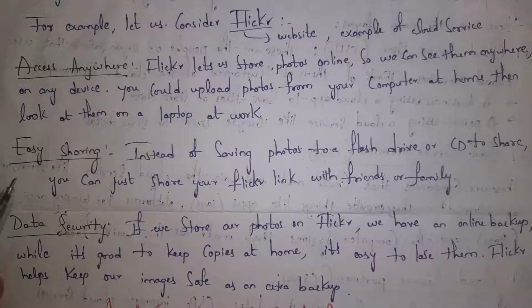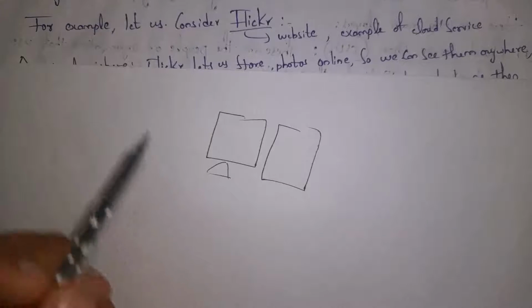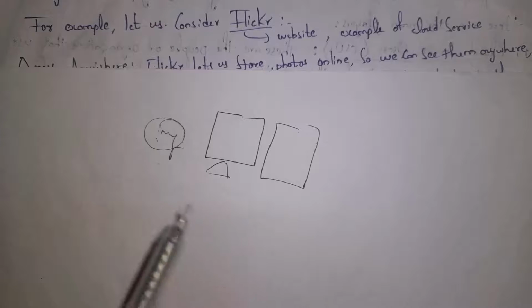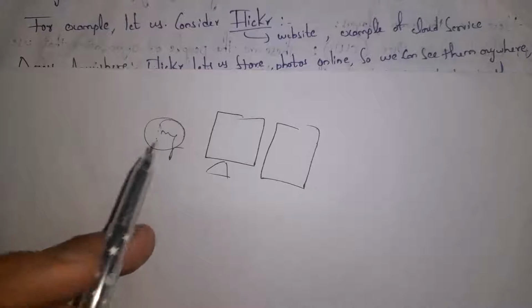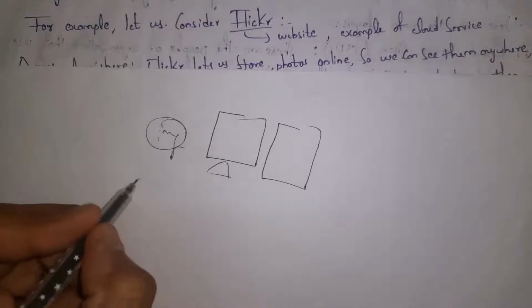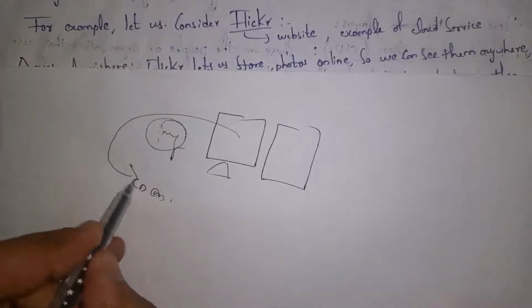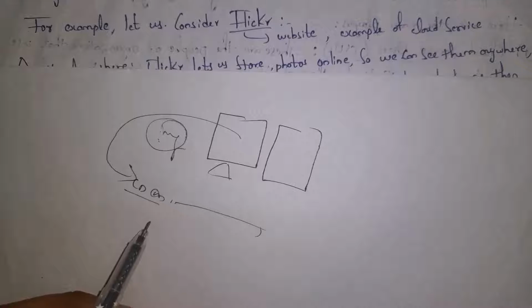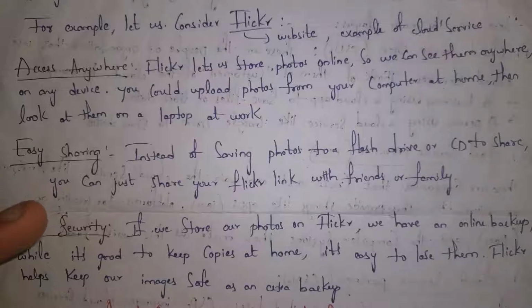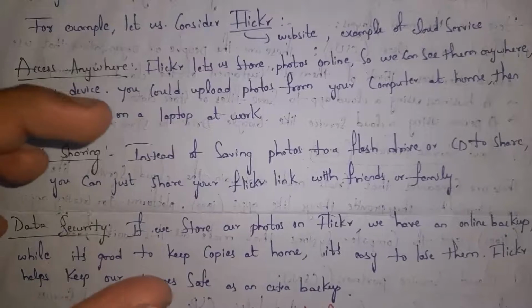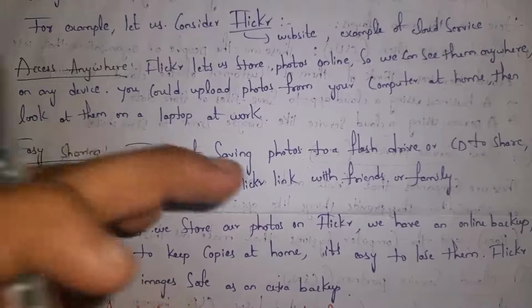And the second point is easy sharing. For example, I have some images in my computer. Now I want to give these images to my friend. So what do I need to do? I need to take a CD or pen drive. Then I need to copy all my photos to the CD or pen drive. And then I will give the CD or pen drive to my friend. This is a very big process. But whenever you store your photos on the Flickr website, you can directly share those photos. Every photo has a link and you can directly share that link with your friend.